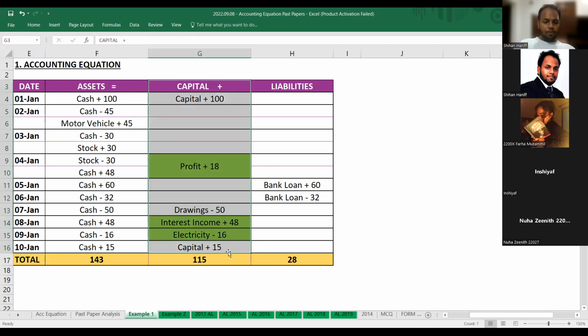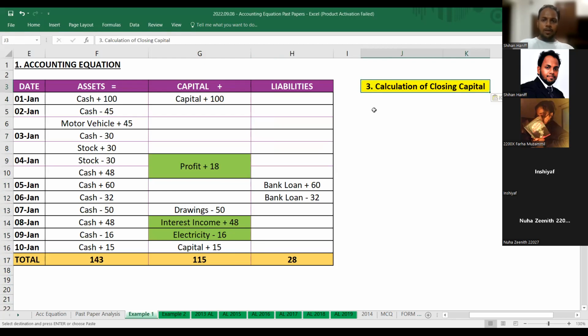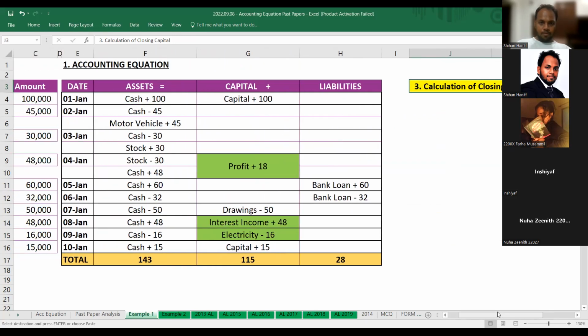Okay. Now what I'm going to do is write an equation to find out the closing capital balance. So number 3 now. So number 2. Wait. Let's calculate the profit first. Number 2, let's calculate the profit.